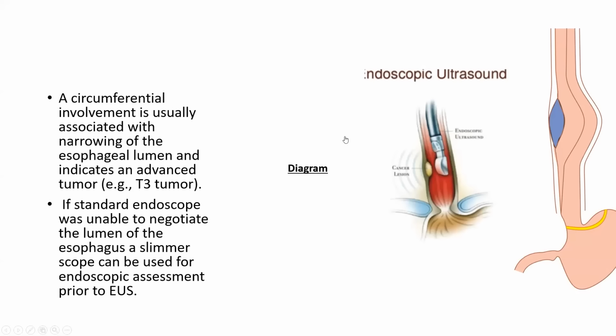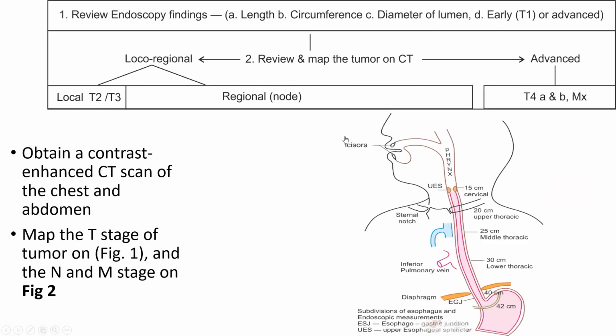A slimmer scope, supplied by Pentax, which I have used in a significant number of cases, had good resolution. But currently, all the scopes have a standard diameter of around 12.8 mm. In these cases, I sometimes use an endobronchial ultrasound scope, which has a diameter of 7.8 mm, to assess the staging. So what is the second step? I have done an endoscopy, I have obtained a contrast CT scan, and then I will do mapping. I will do local regional mapping on CT and make up my mind about what I am seeing. I make a map, I see a tumor from this place to this place, but then I want concordance.